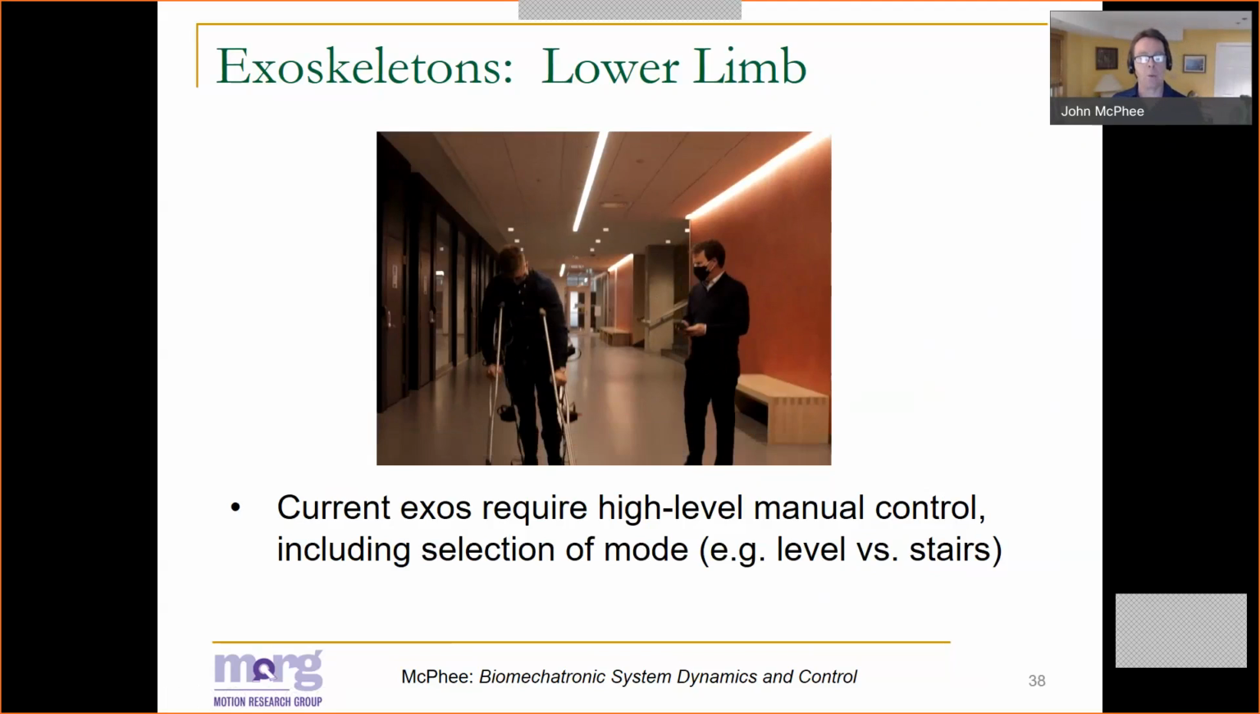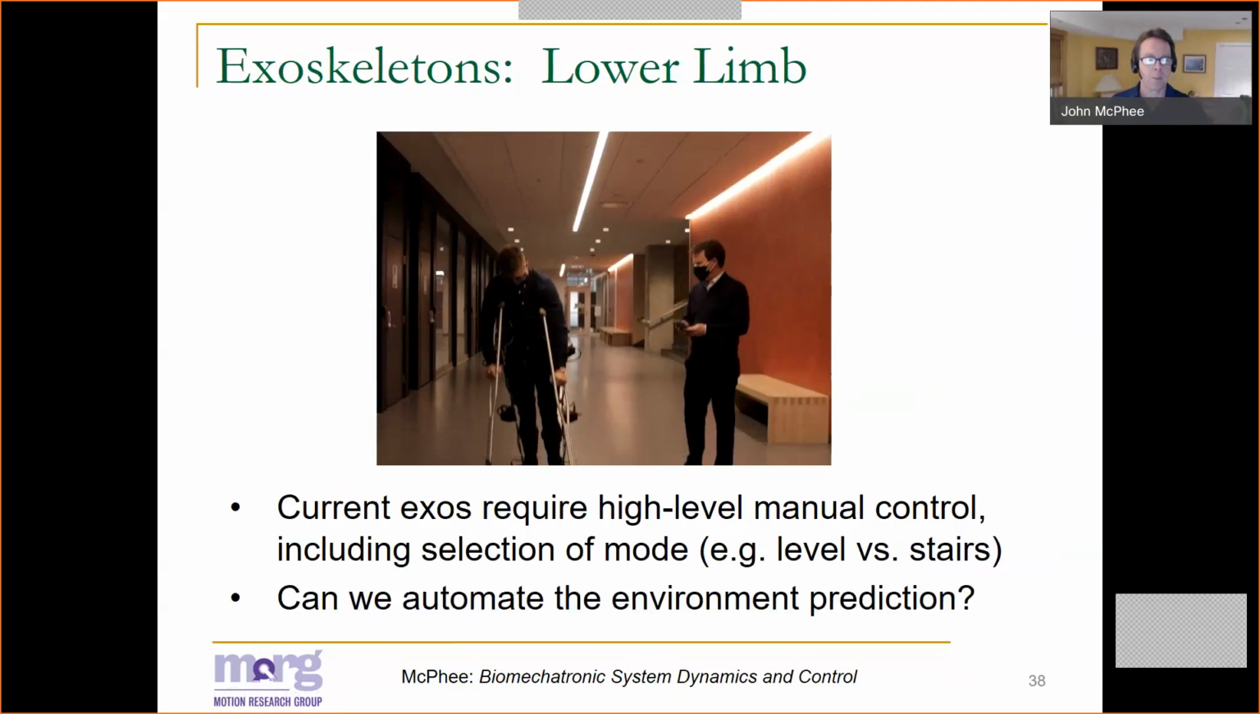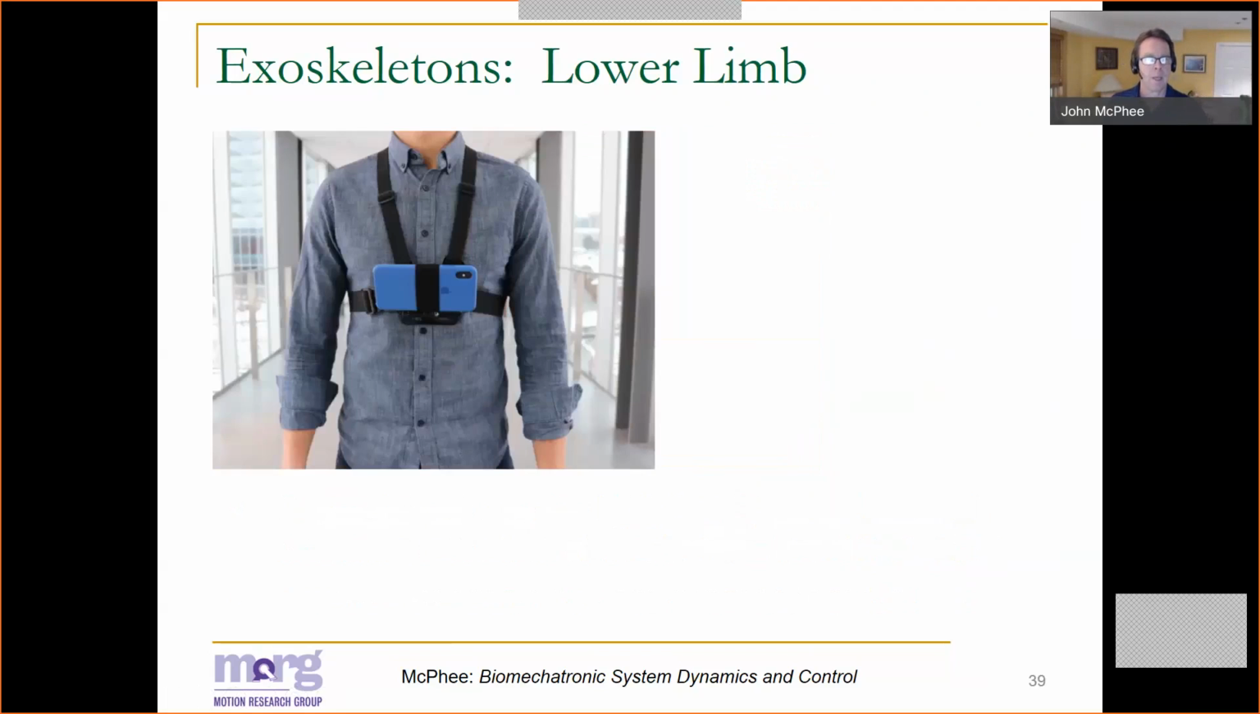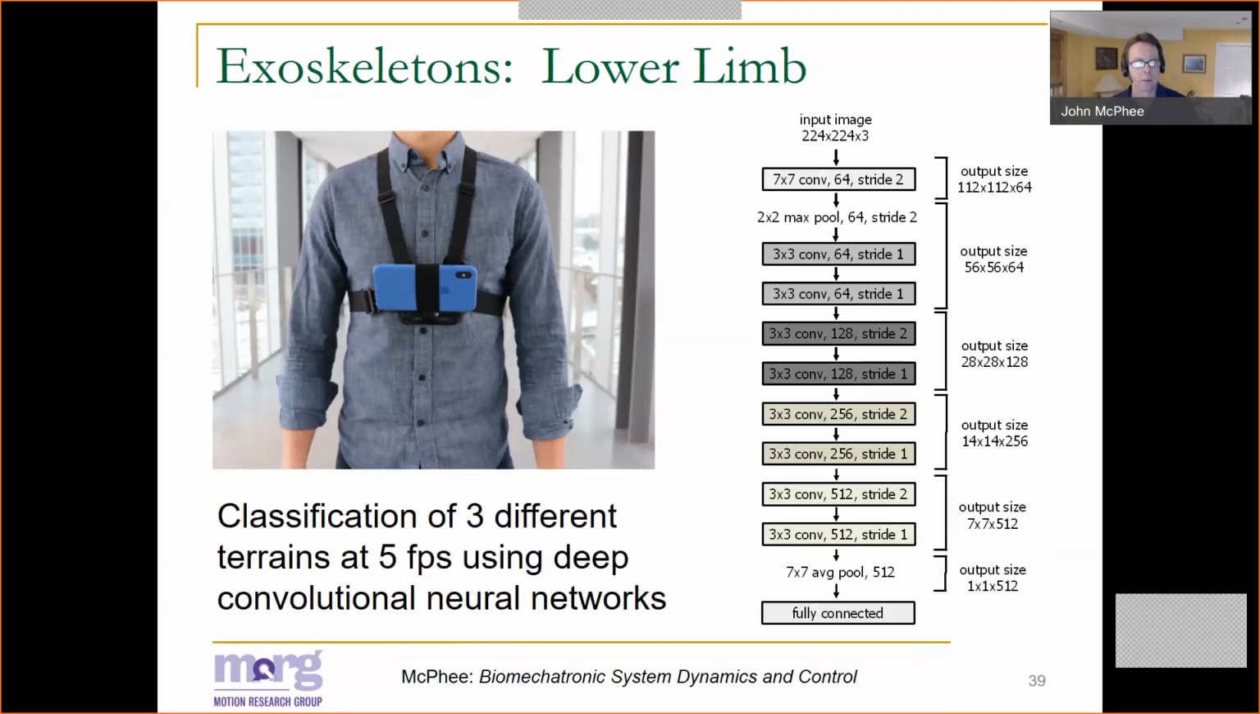What we would like to do would be to automatically recognize the environment we're working in and adjust the mode accordingly. So can we automate this process? To tackle this, we envision a user of an exoskeleton wearing some sort of wearable camera, perhaps a chest-mounted camera like the one shown here, and to come up with algorithms that automatically identify the environment in which we're going to be using the exoskeleton.